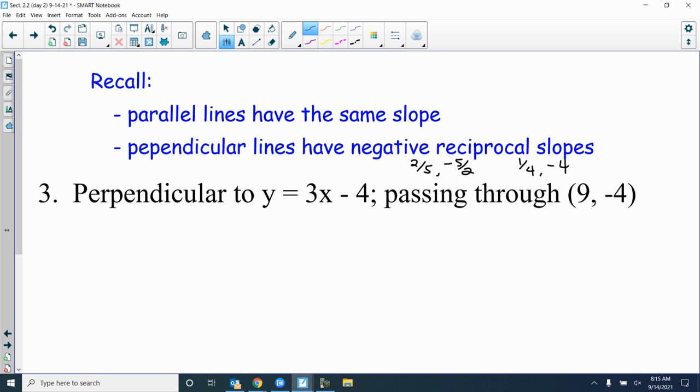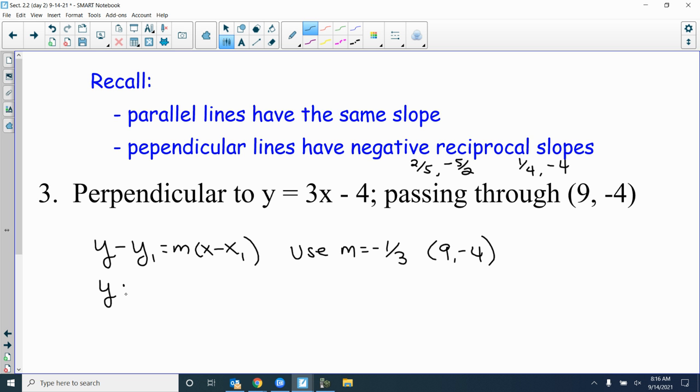All right, we want the equation of the line perpendicular to y equals 3x minus 4, passing through the point 9, -4. I'm going to use y minus y1 equals m times x minus x1. What slope do I use since I'm dealing with a perpendicular line? I don't use a slope of 3, but I use a slope of -1/3. So I want to use m equals -1/3, and it passes through 9, -4. And so I just substitute in here. So y minus -4 is y plus 4, equals -1/3 times x minus 9.